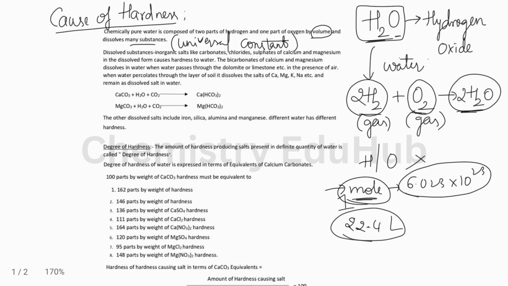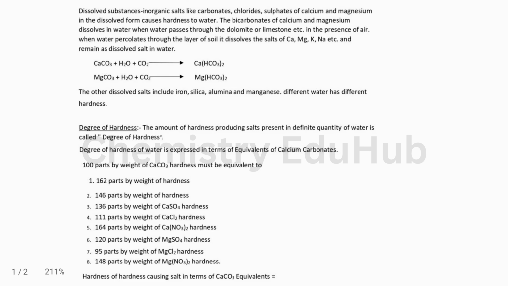So it is called the universal solvent. Water is a universal solvent. Now, what are the dissolved substances that cause the hardness of water? It is the carbonates, chlorides and sulfates of calcium and magnesium. So mainly dolomite or limestone. What is limestone? Limestone is calcium carbonate. Dolomite is calcium carbonate and magnesium carbonate. These two are the main components that are present in the stones in the ground generally.